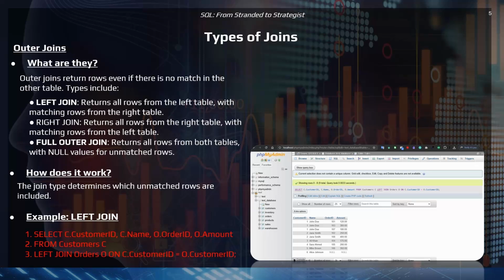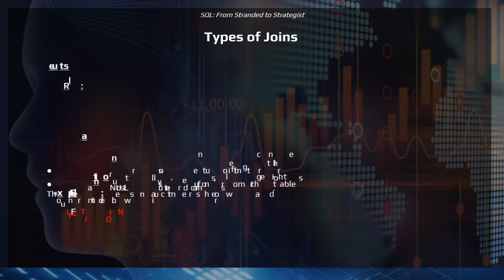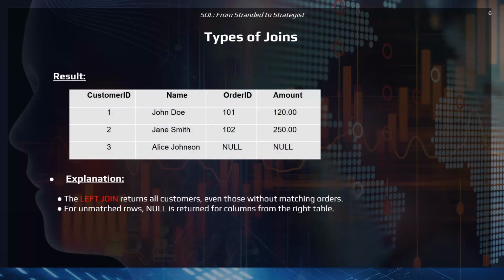Here's how it works. The join type determines which unmatched rows are included. Check the example for left join. Check the result of the join. Explanation. The left join returns all customers, even those without matching orders. For unmatched rows, null is returned for columns from the right table.